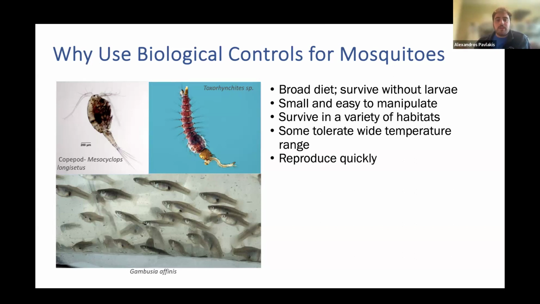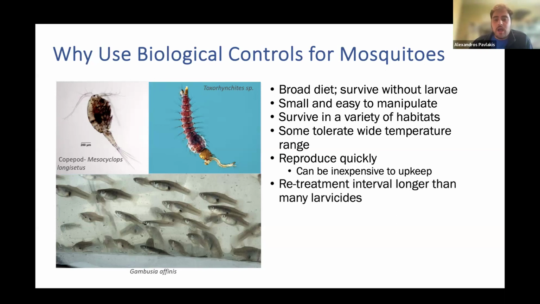Also, another good thing about them is they reproduce very quickly, and so they can be very inexpensive to upkeep and have as a tool in your organization. And what's a great thing about them is their retreatment interval can be longer than many larvicides. So the residual treatment of a larvicide can be anywhere from like 30 days or 90 days.